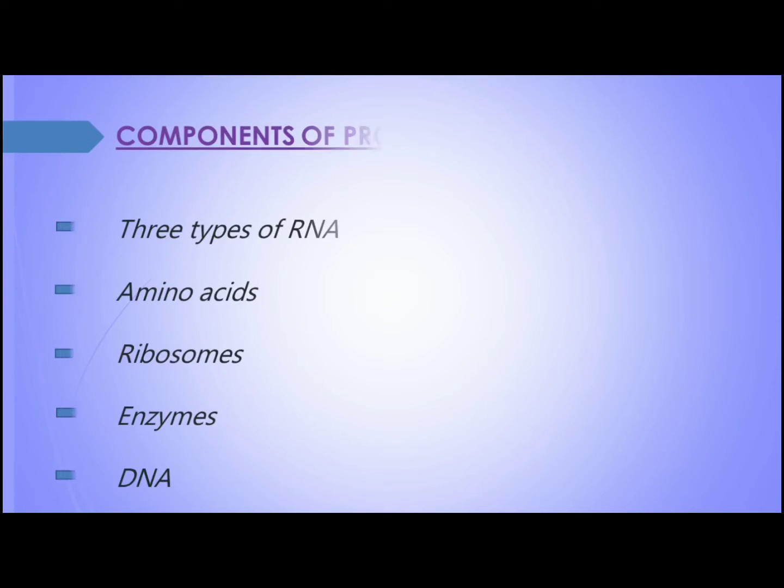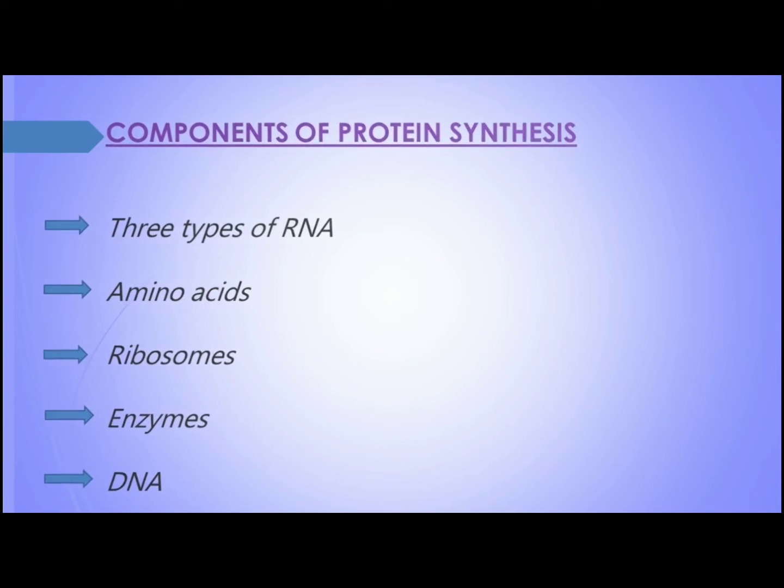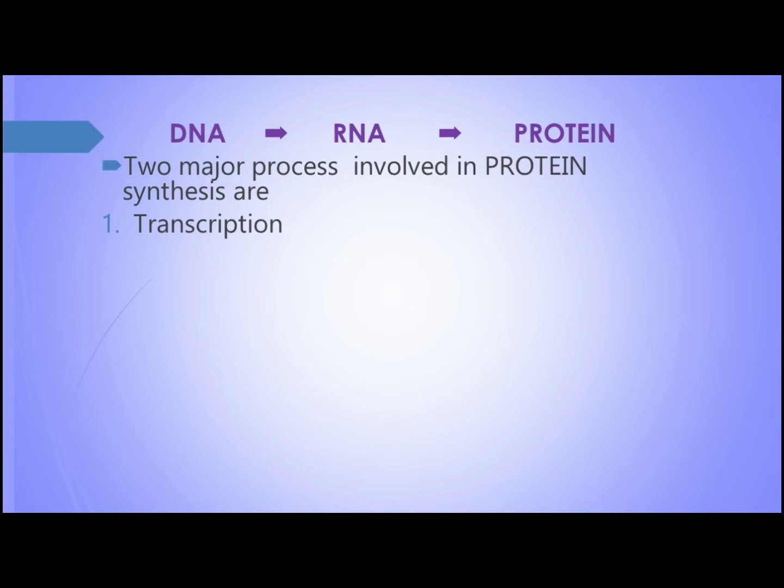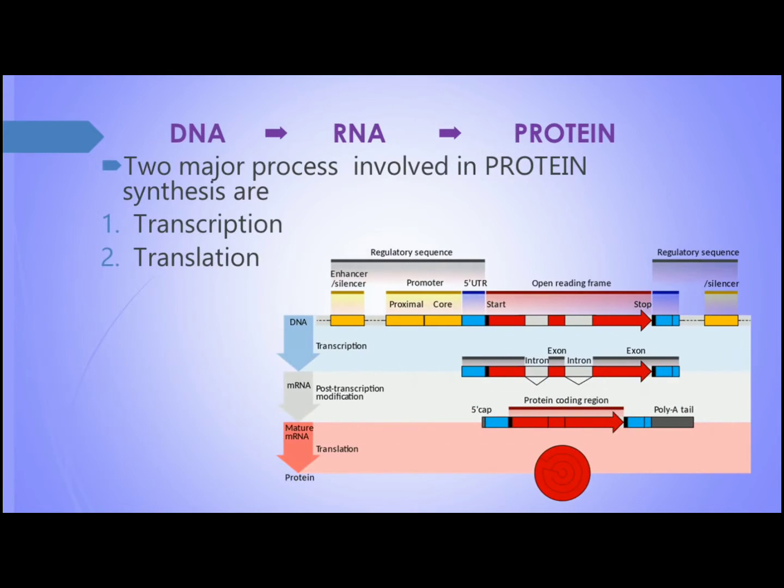Components of protein synthesis are three types of RNA, amino acids, ribosomes, enzymes, and DNA. Two major processes involved in protein synthesis are transcription and translation.